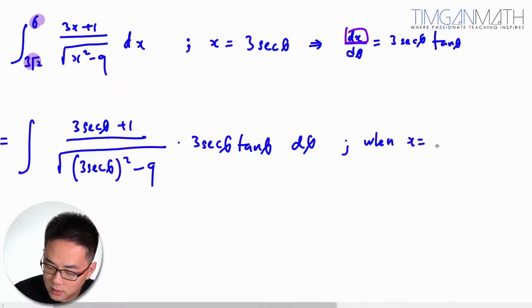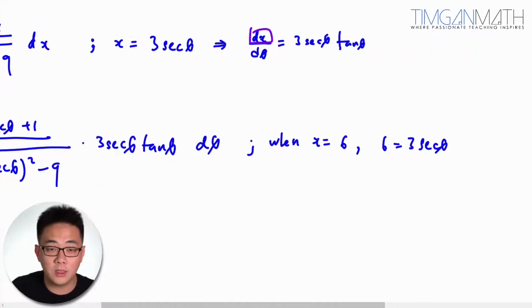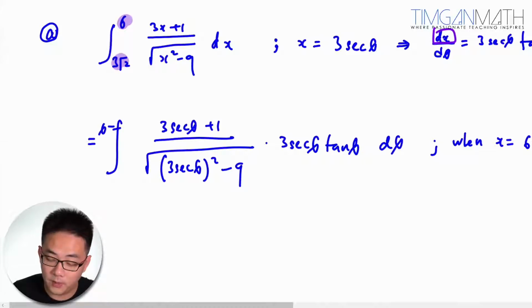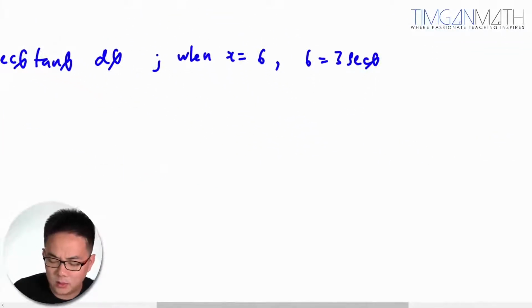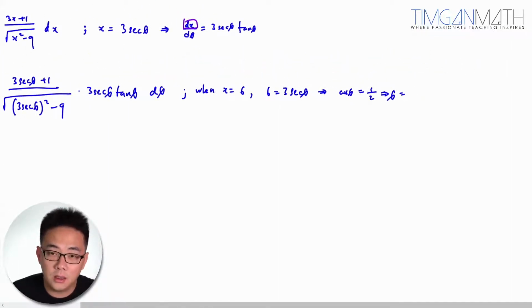All right, so when x equals 6, we know that 6 equals 3 secant theta. We need to find the boundary in terms of theta, because this is in terms of x, and basically this is in terms of theta. Secant is 1 over cos, so this will give us cosine theta equals a half, which in turn gives us theta equals pi over 3.